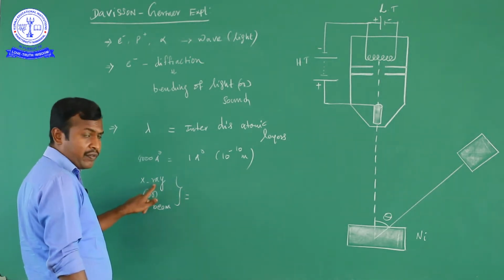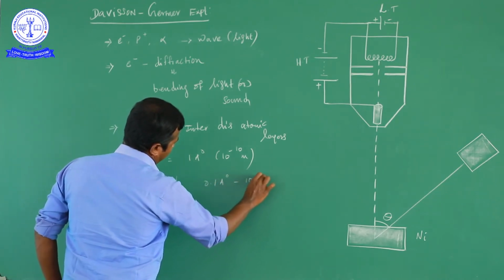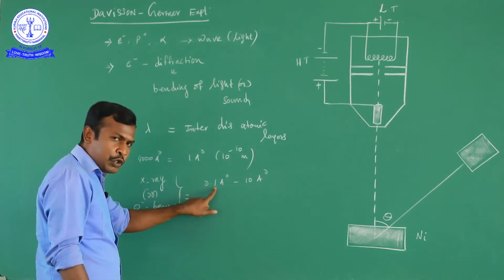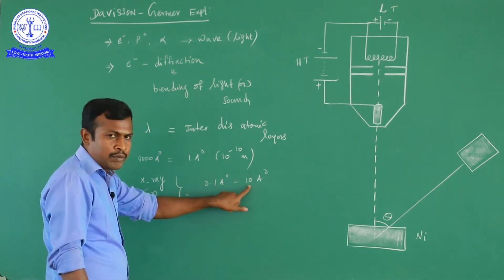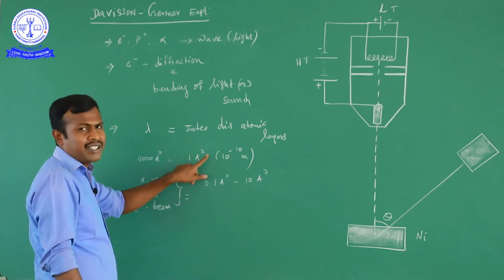The wavelength range of X-rays you already know: 0.1 Armstrong to 10 Armstrong. The wavelength of X-rays lies between 0.1 Armstrong and 10 Armstrong, which is more or less equal to the interatomic distance of the crystals.